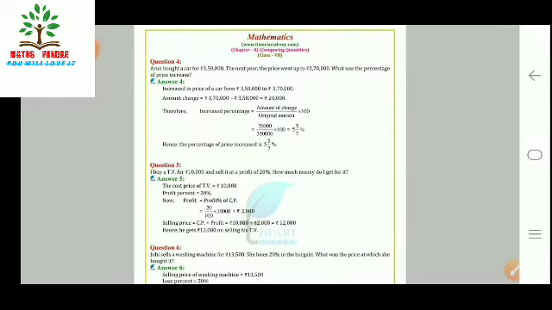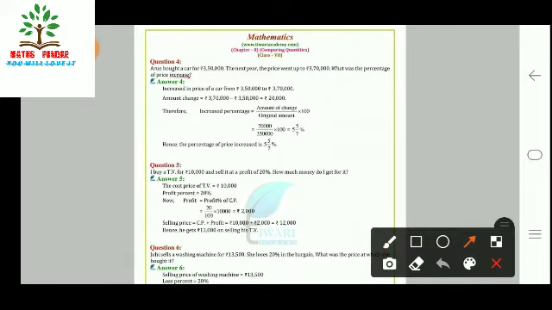So in question number 4, Arun bought a car for rupees 3,50,000, and next year the price went to 3,70,000. What was the percentage price increase? How much is the increase in terms of percentage? So the price increased from 3,50,000 to 3,70,000. So the amount of change, or increase in price, is 3,70,000 minus 3,50,000, which is equal to 20,000.